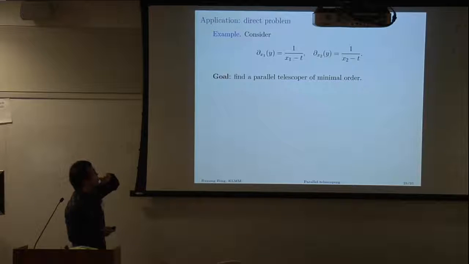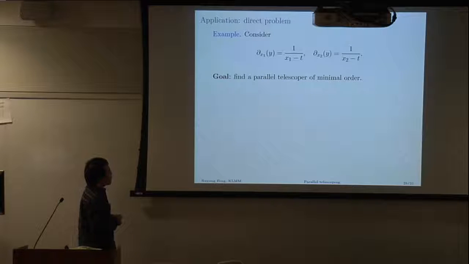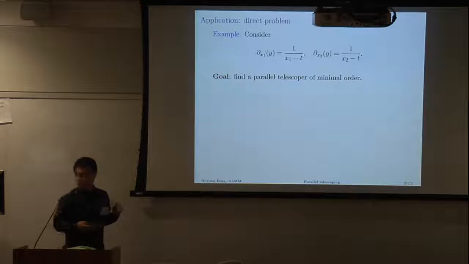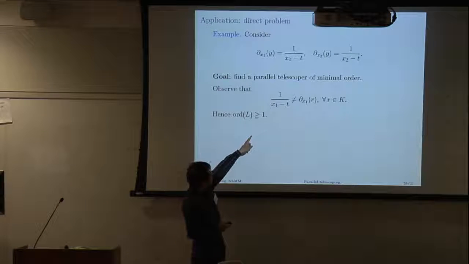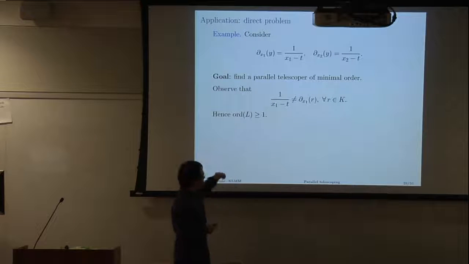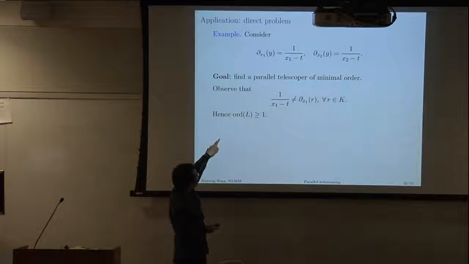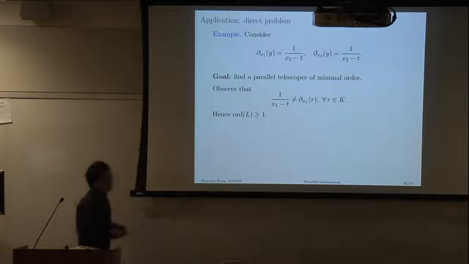And here is a simple example. Let's consider this first order equation. Our goal is to find a parallel telescoper of minimal order. And we observe that this rational function is not equal to the derivative of any rational function with respect to x1. So the order of the parallel telescoper must be greater than zero.